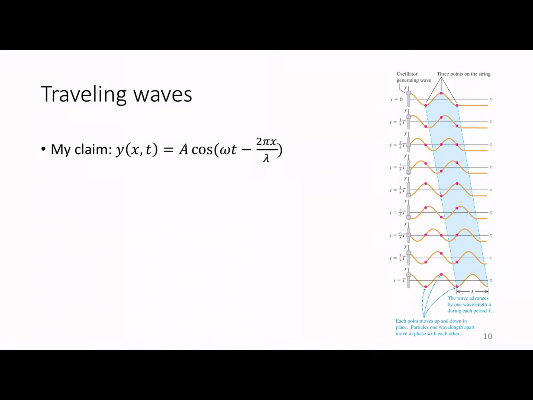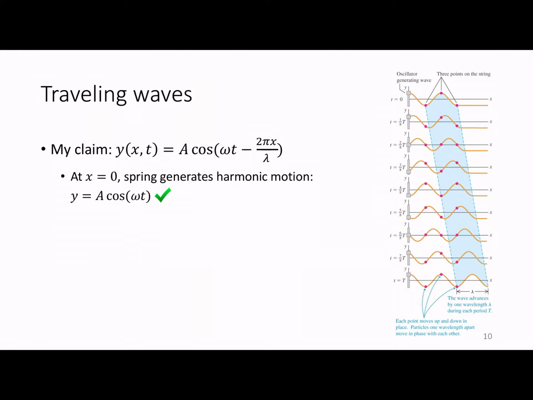That's my guess. Let's check that this guess makes sense. Statement number one that I told you is that at x equals 0, I had a simple harmonic oscillator. So let's plug x equals 0 into this equation. That cancels out the second term. I get a cosine omega t, and aha, that's a simple harmonic oscillator. So we're good to go on that one.